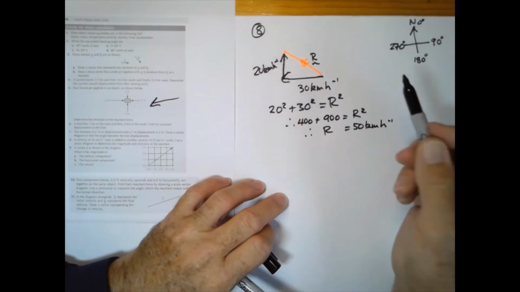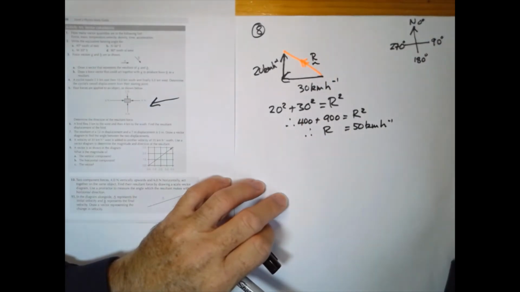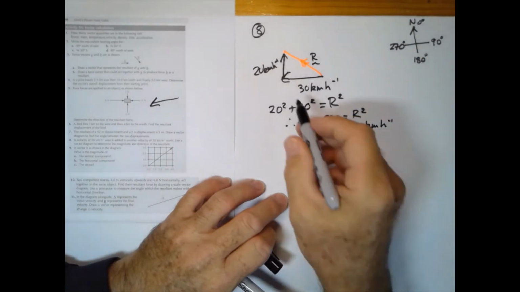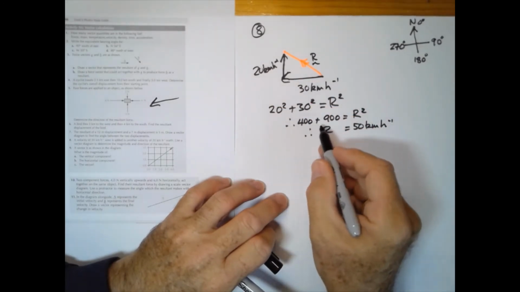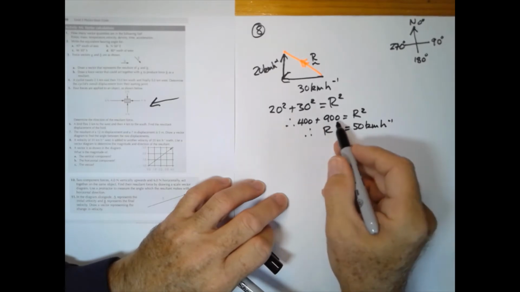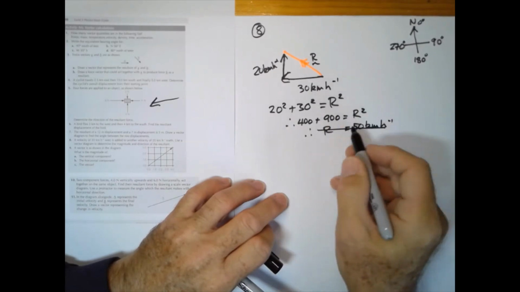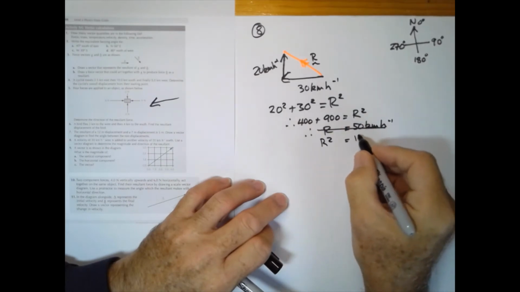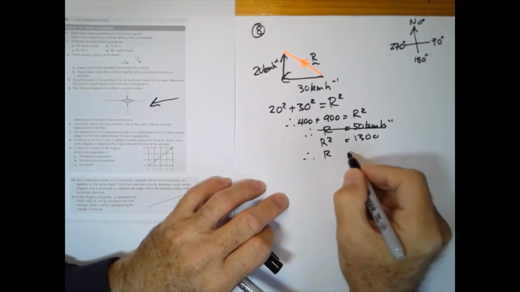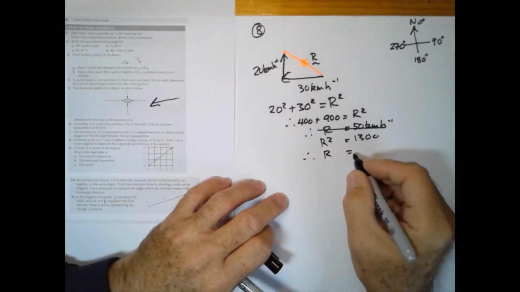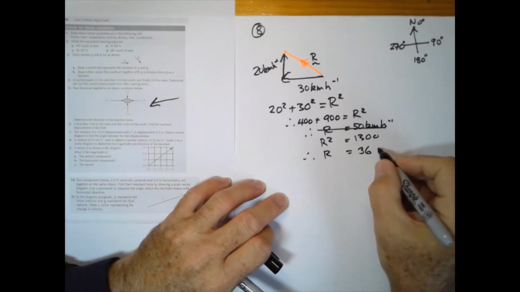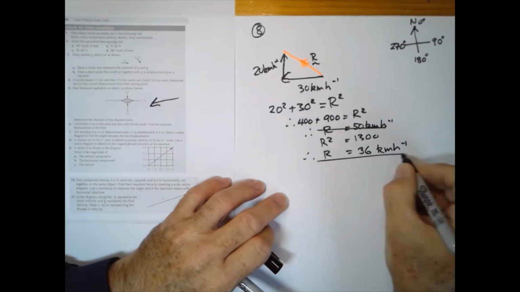No, it isn't. Sorry, I've got it wrong. Made a mistake. I've done 20 plus 30 is equal to r squared. R squared is equal to 1300. Therefore r is equal to 36 kilometers per hour. And again, remember our units.